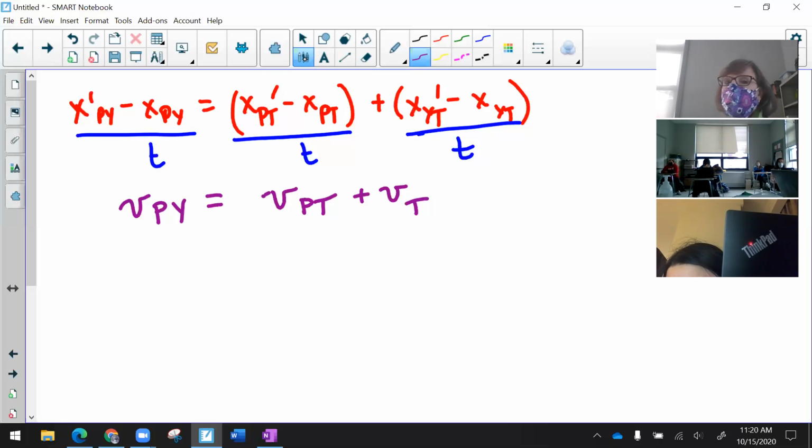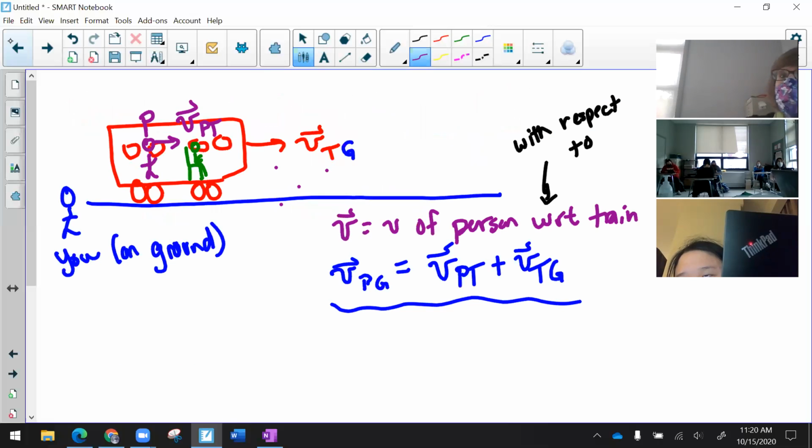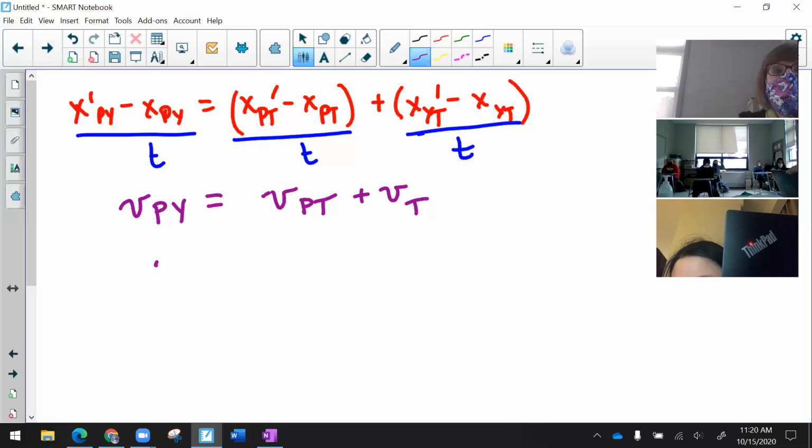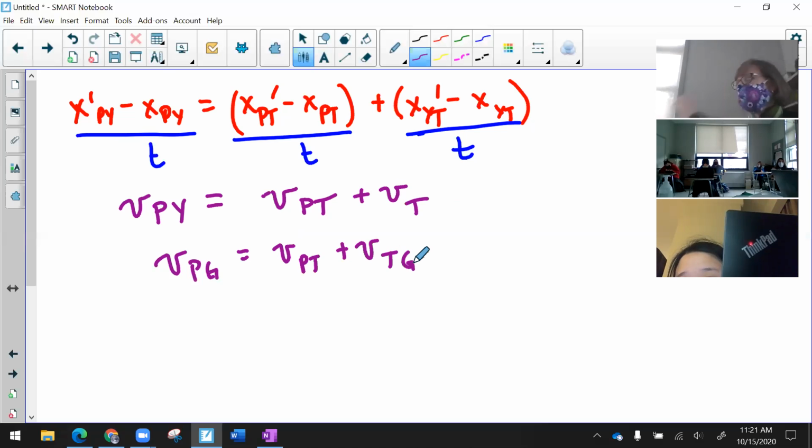Okay. All right, so this is the equation we had at the beginning, right? If we go back a couple slides, right there. I interspersed ground and you, but it's the same idea. So if you want to, we could say the velocity of the person with respect to the ground is equal to the velocity of the person with respect to the train plus the velocity of the train with respect to the ground.